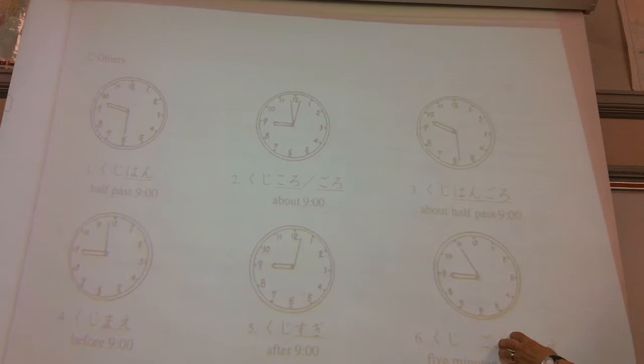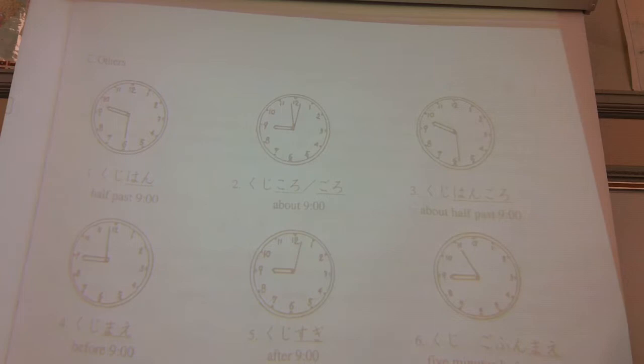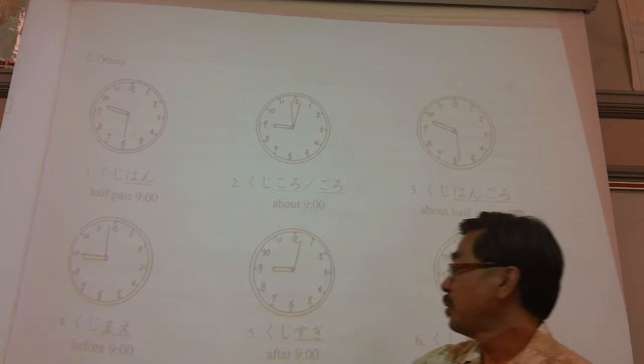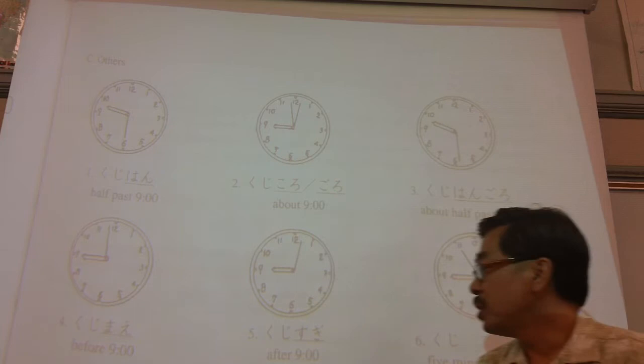9時5分前です。5 minutes before 9. 9時5分前 means don't say 9:05. That's 8:55. This is really hard. So, goro about, 過ぎ past, 前 before, appear between the specific time words and the other particle. Sometimes you use に.